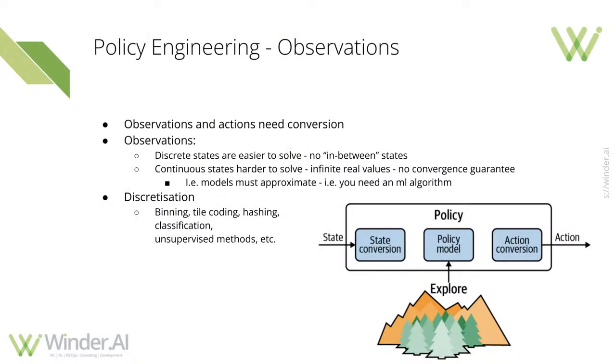Policy engineering. So we just talked about this box here. If you look at the picture, I'm not sure if you can see my mouse actually, the box on the left-hand side is what we've just been talking about. Now we're going to be talking about the conversion from that into the policy, and the policy is effectively the model that represents the strategy. They both need converting. The observations need converting to be compatible with the policy model of choice, and the actions need converting as well.